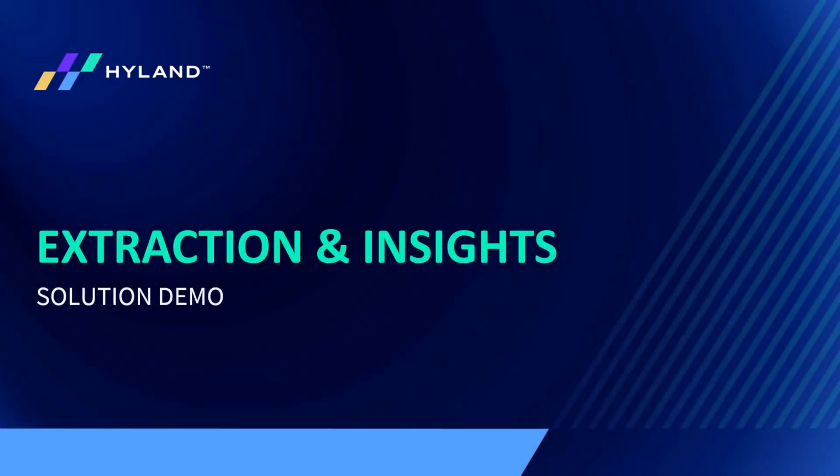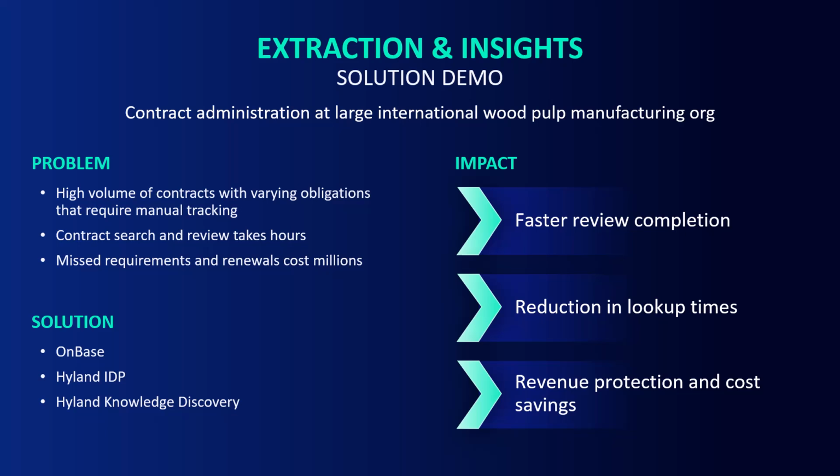Welcome to our Extraction and Insight Solution demo. Our story today centers around the world's largest producer of wood pulp. What's unique about this manufacturer is their zero deforestation policy, only cutting down trees that they themselves plant for pulp, to make things like facial tissue, toilet paper, and disposable diapers.